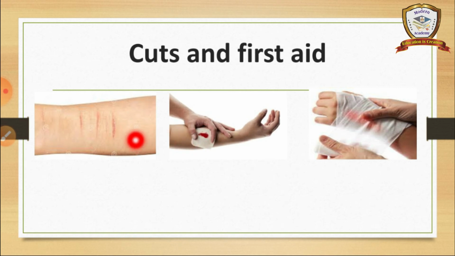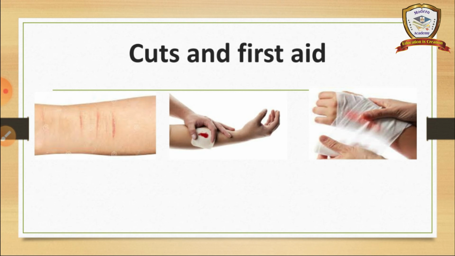Now what first aid can be done for a minor cut and a major cut? For a minor cut, we have to apply cream or cover it with a bandage like this to prevent further bleeding.